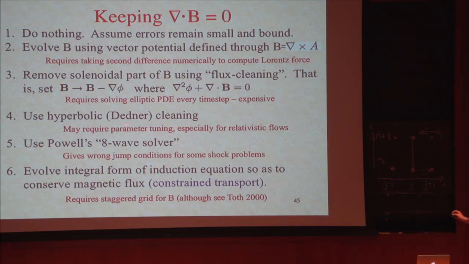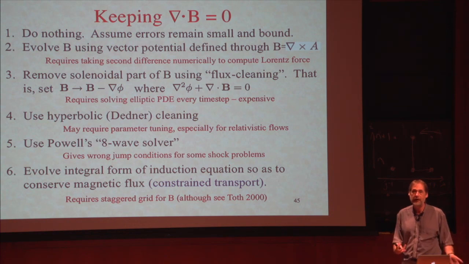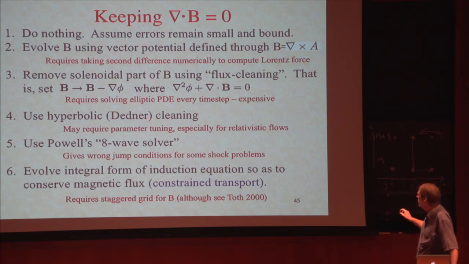But it requires a tuning of parameters to damp the error and propagate it away correctly. And if you're doing relativistic flows, well, you can't propagate things faster than the speed of light, and you are solving things at the speed of light. And so whether or not the error gets away or not is an issue.